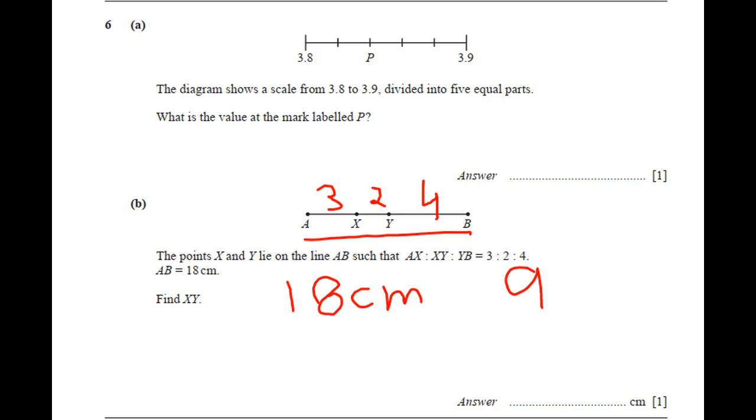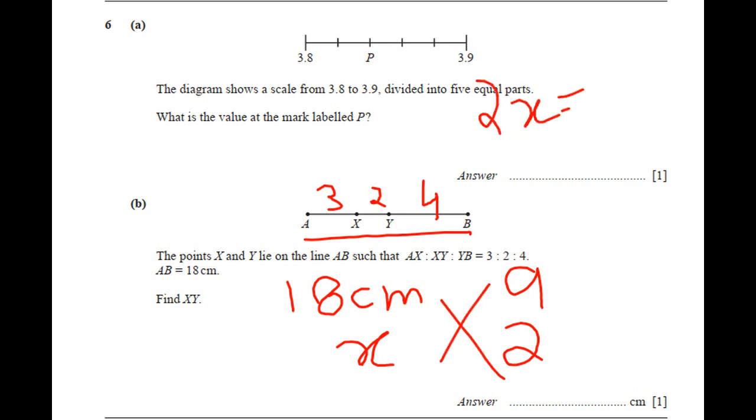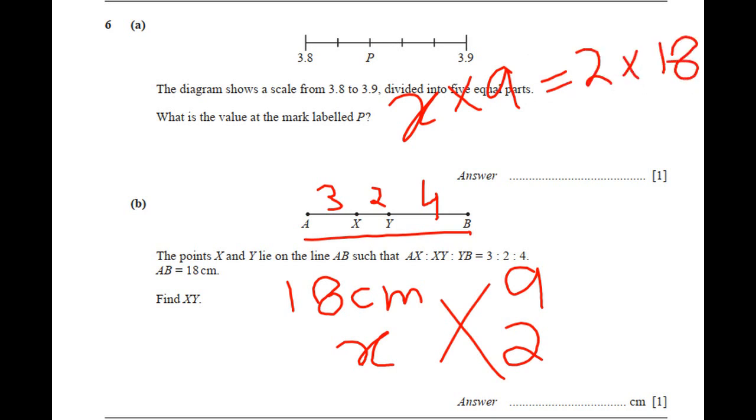So find the length of XY. XY is how many centimeters when it is represented by 2 parts? Cross multiply: x times 9 is equal to 2 times 18, which gives x equal to 4.